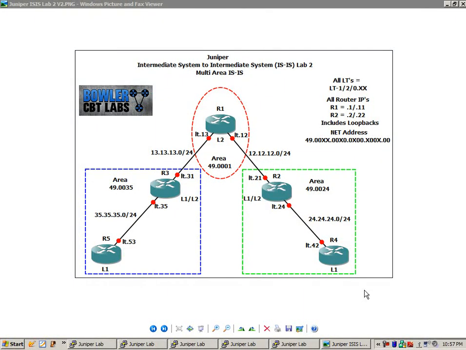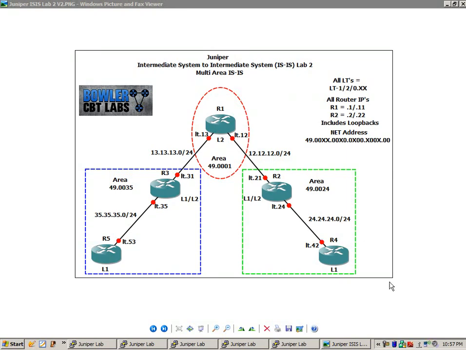Hello, my name is Steve Bowler, and welcome to Juniper Intermediate System to Intermediate System ISIS Lab number 2. In this lab, we're going to take a detailed look at multi-area ISIS. So what we're going to start off with is explaining our current network topology.